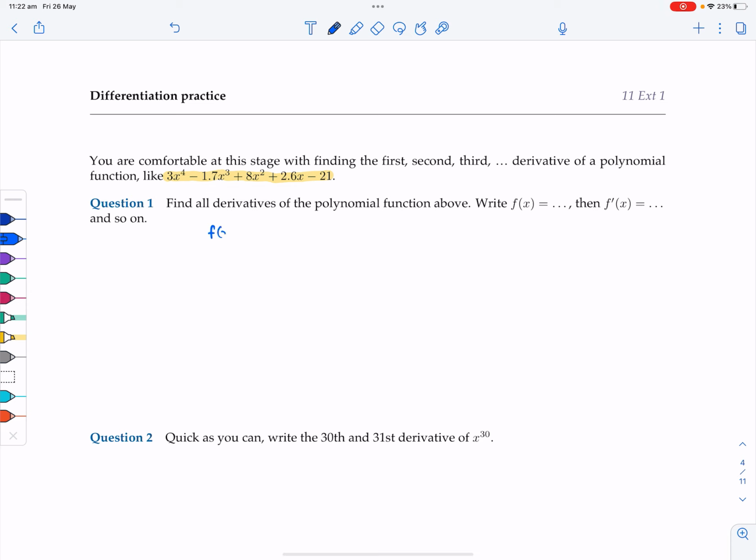So here's f of x. I'm going to write it out, so should you. 3x to the 4 minus 1.7x cubed plus 8x squared plus 2.6x minus 21. All right. Now if we differentiate, then we get f dash x. So 3 4s are 12, so we've got 12x cubed. Now 1.7 times 3 is 5.1, so 5.1x squared, and then 16x, and then plus 2.6. So that is the first derivative.